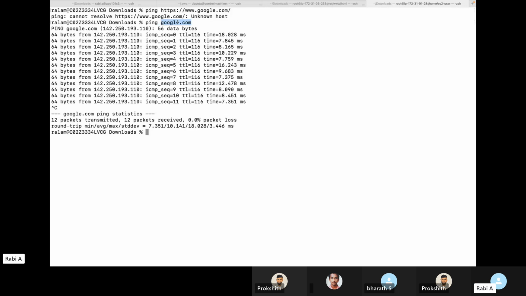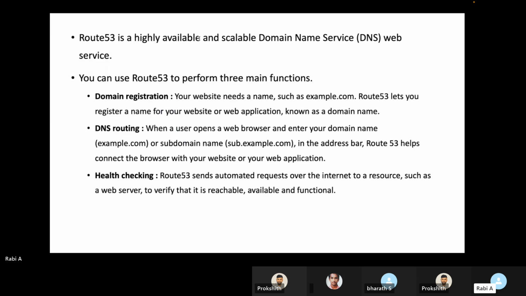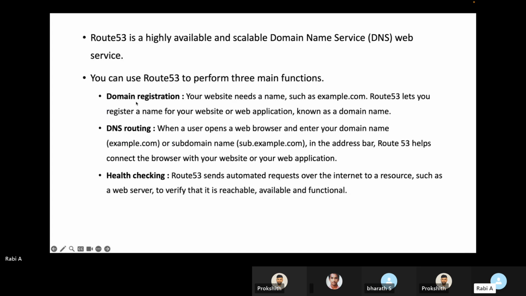So imagine you have a bike, right? Now any vehicle that we take, it is registered, right? And that vehicle has a unique number that is allocated only to that vehicle. We cannot use that number with any other vehicle. Now, why do we do that? That is to make sure that each vehicle has a unique name and that the numbers are not getting duplicated. So that's why you need to register your domain. So, domain registration. Your website needs a name such as example.com.